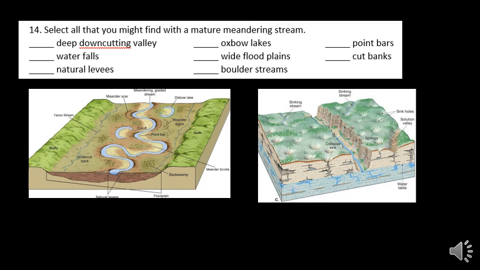Select all that you might find in a mature meandering stream. We have the mature meandering stream over here on the left hand side. This meanders because it moves from side to side. These streams occur at base level. Remember, streams always want to cut down to base level.